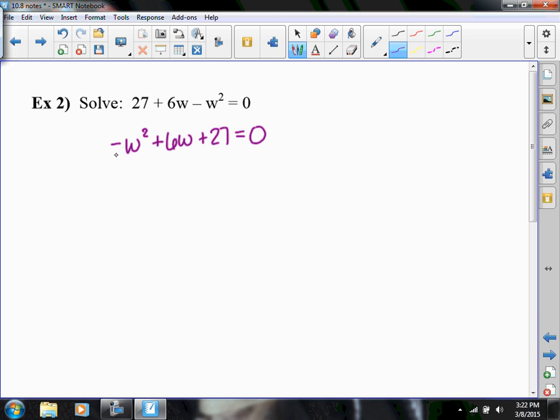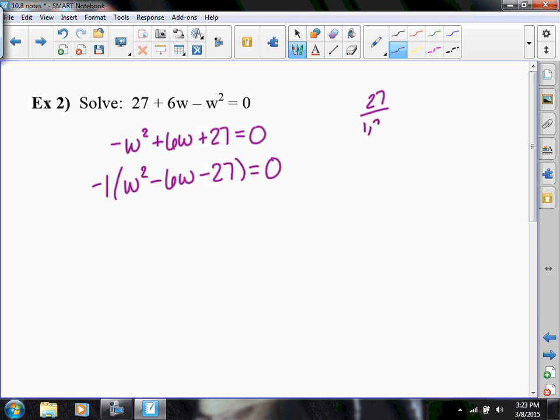Now, I can't factor when that lead coefficient's negative, so I'm going to take out that negative. And I don't have any other greatest common factors, so I'm going to take out the -1 like it's the greatest common factor. So that basically just changes all my signs. And now inside the parentheses I have a trinomial, so I'm going to factor with guess and check if I can. I don't have a lead coefficient, so that's just 1. So I need the factors of 27 that are going to add up to 6.